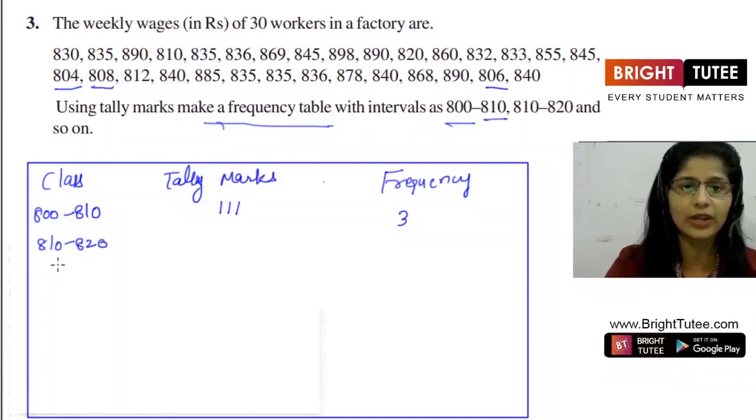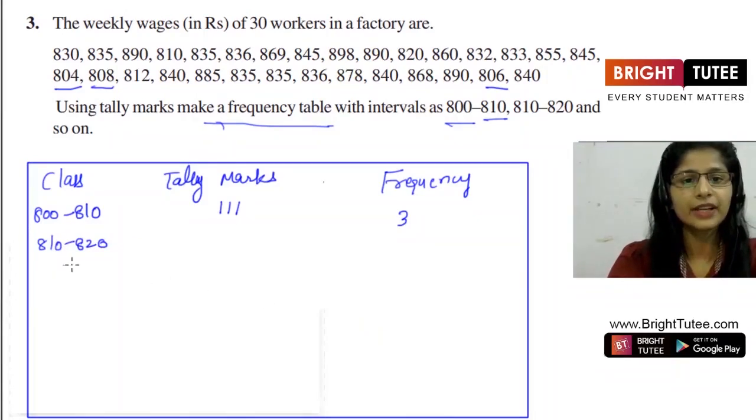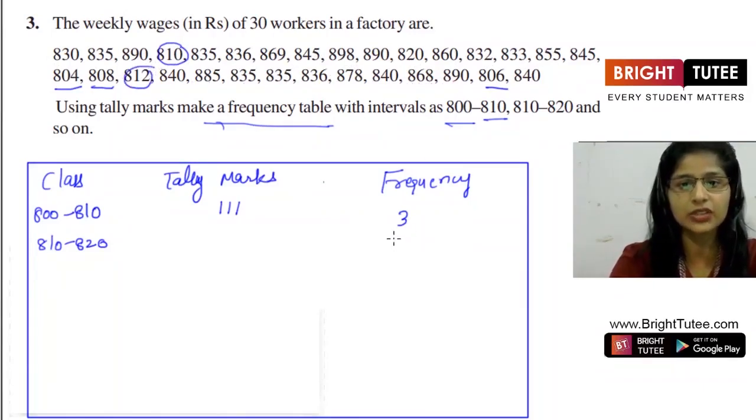This is the second one. In this 810 would be included, but not 820. So 810 to 820, let us start counting. 810 would be included. So it is 1. Then these are all more than 820 and will not be included. 812, this is the second number that we have got in this category. So there are 2 only in this category.